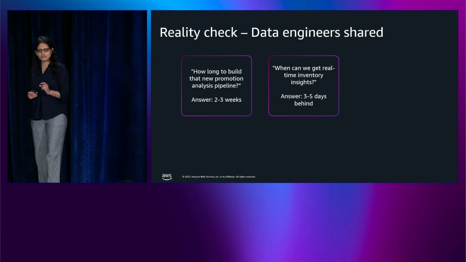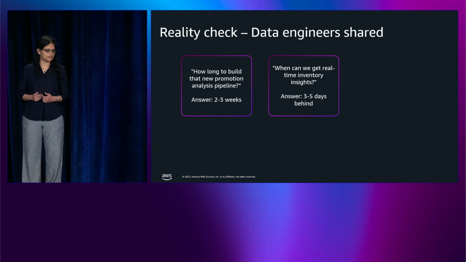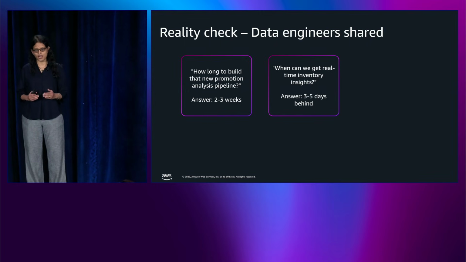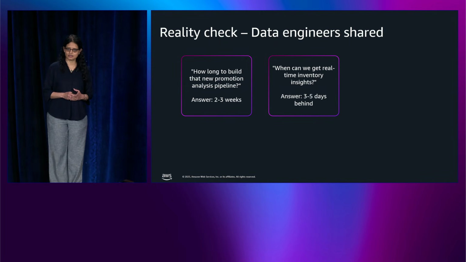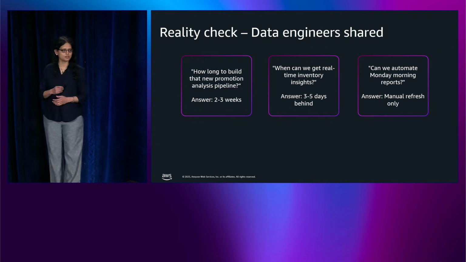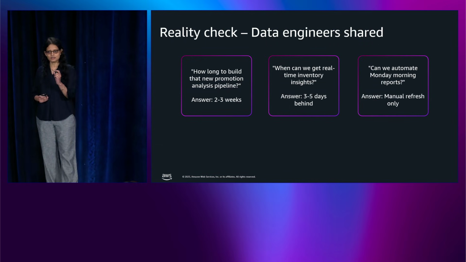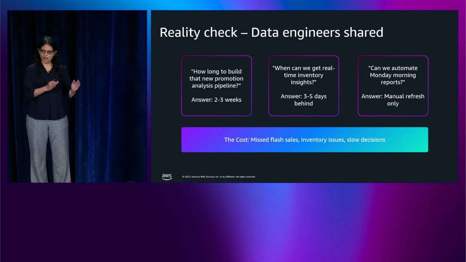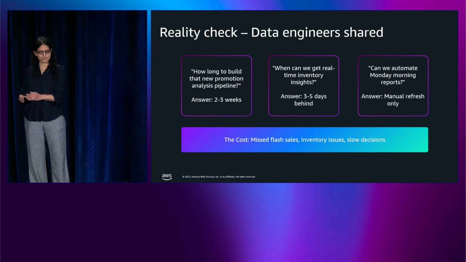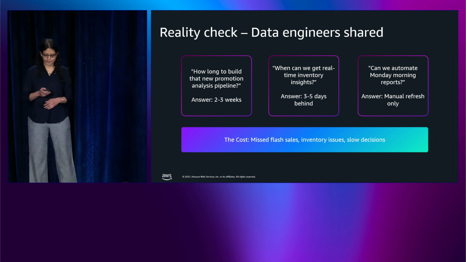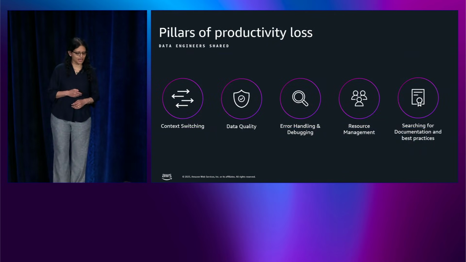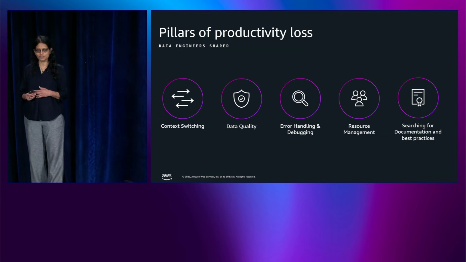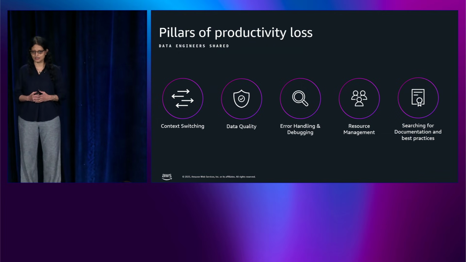The operational team wants to get near real-time insight into the inventory. The data engineer shares, our data pipeline is already lagging 3 to 5 days. The executives want to automate the Monday morning report so they can make the decisions at the right time. But it's still a manual refresh. So this is impacting the marketing team, the operations teams, the executives. So the bottom line, it's impacting the revenue because the decisions cannot be made on time. When you further deep dive and ask the data engineers what is the cause for these delays?